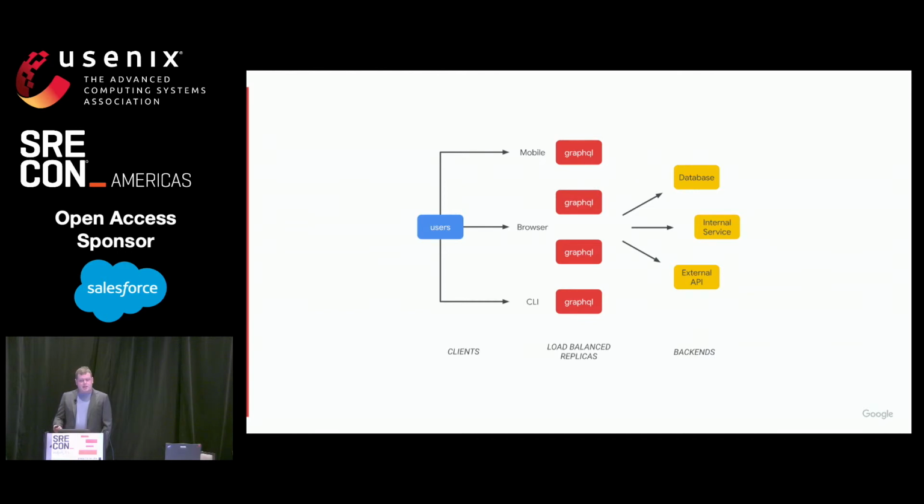It's relatively stateless, so you can scale it as horizontally as you want. And then each of those GraphQL servers will fan out to various backends. Could be databases, internal services, external APIs, whatever. But you provide a unified connection point for the service.